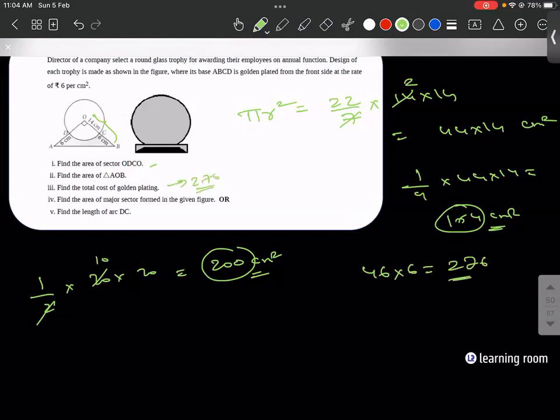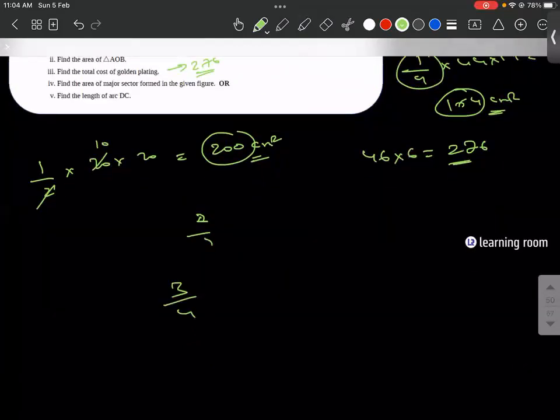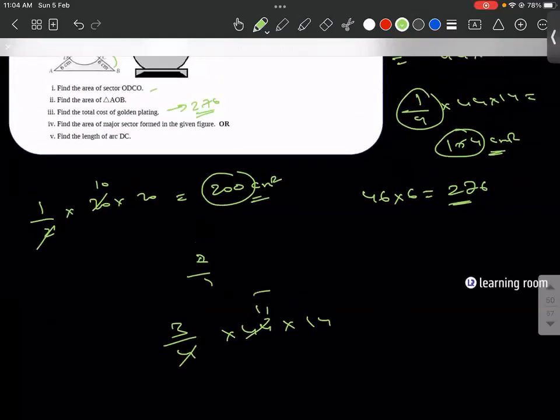Find the area of the major sector formed by the given figure. So it will be 3/4 of the area of the circle. 3/4 of 44 into 14. This will go 11 times. So 154 into 3 is how much? 462.